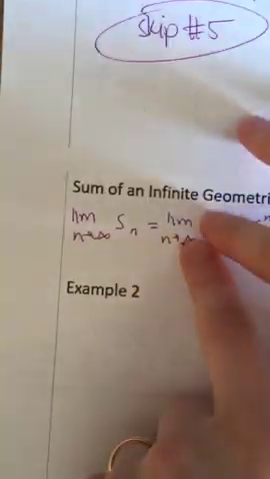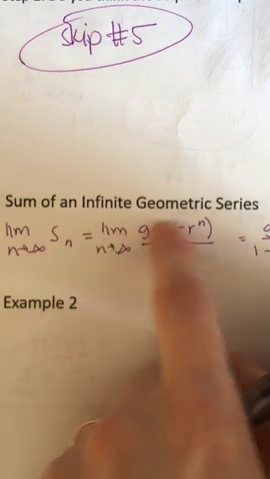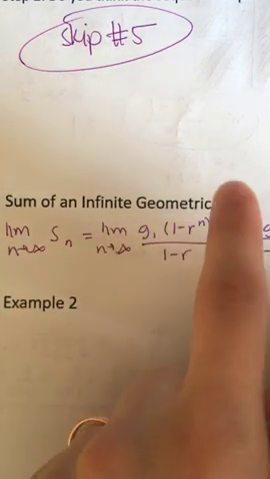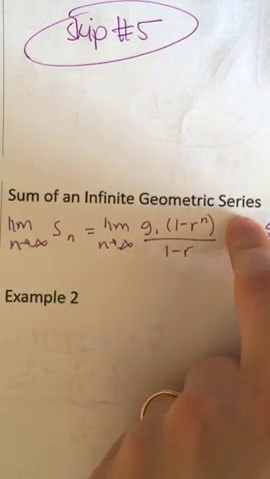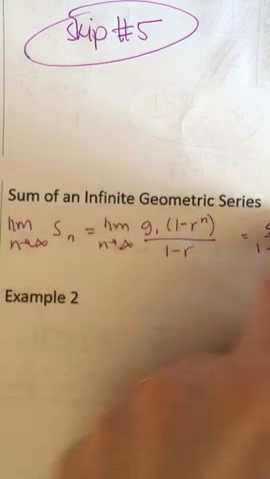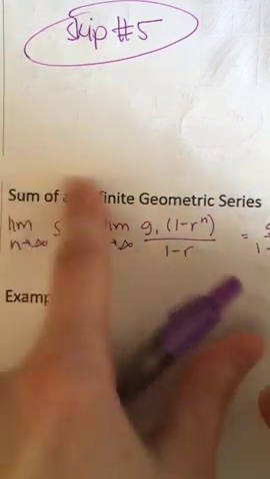All right, so moving on. Limits. So sum of an infinite geometric series. So the series is already the sum of a sequence. The sum of the sum is saying basically the limit.